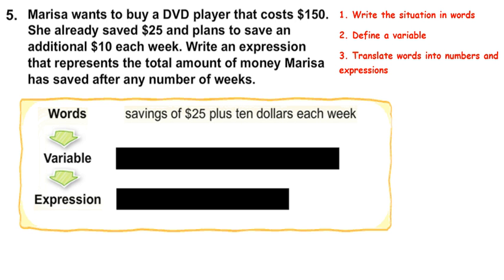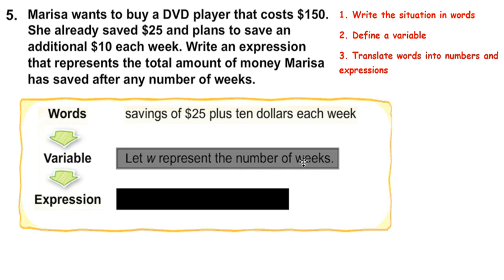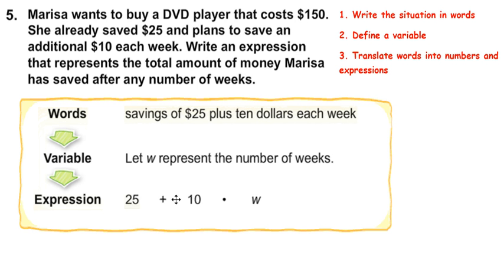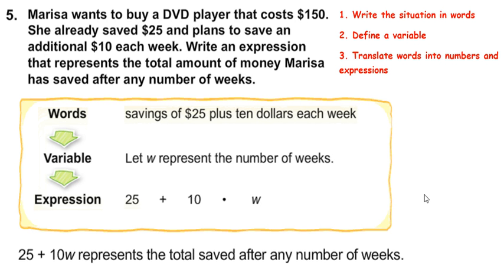The variable is basically something we don't know. What can change? Well, the number of weeks changes. So we're going to represent the number of weeks with the letter W. Now the expression becomes 25 plus, where plus means addition, and $10 each week means 10 times the number of weeks. So our expression is 25 plus 10W, and that represents the total saved after any number of weeks. That means after 5 weeks, 10 weeks, 30 weeks, whichever.